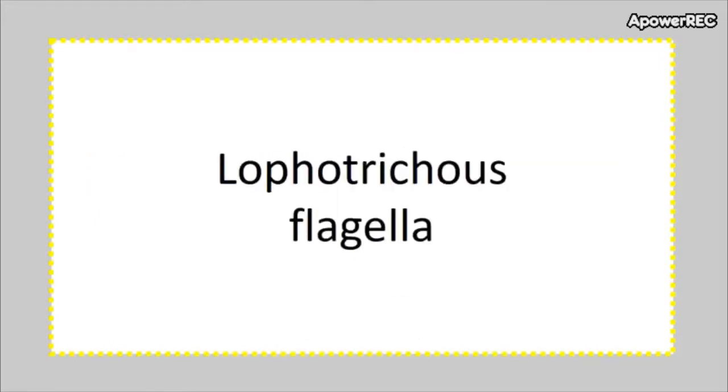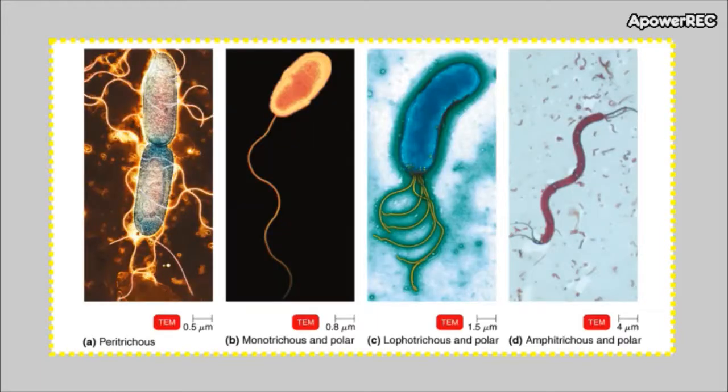Number 10, lophotrichous flagella. Okay, so lophotrichous means that we have a tuft of flagella, and we can have a lophotrichous polar flagellum. So here we have it at one end. It could be any of these other forms as well, though.